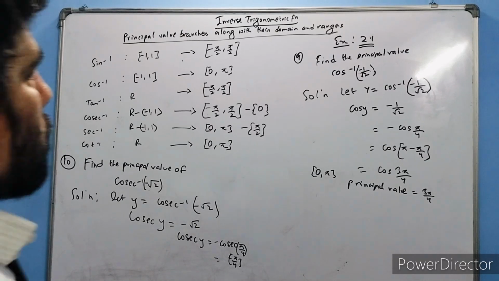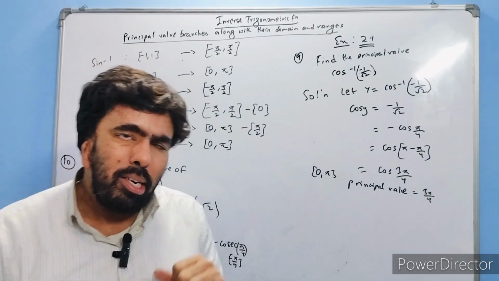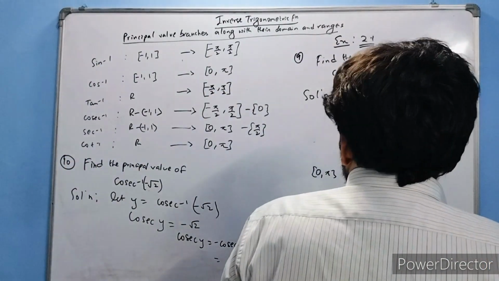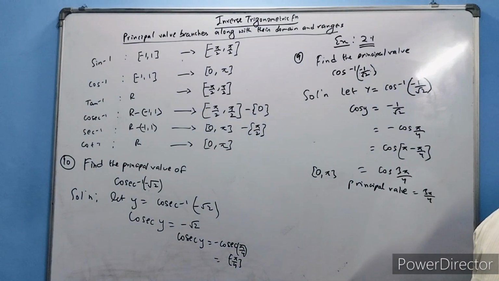Now let us try to find more principal values of inverse trigonometric functions. We have solved just 10. Now let us try to solve the 11th.